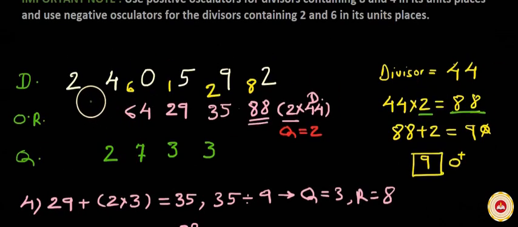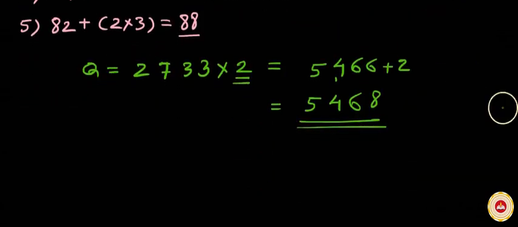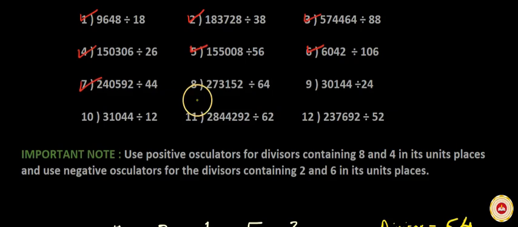It means that 2,40,592 divided by 44 is 5,468. So friends, eighth example, 2,73,152 divided by 64.